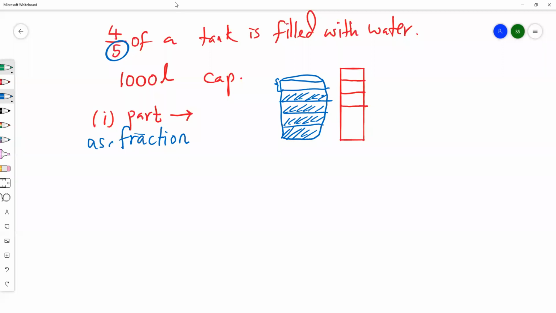As a fraction, what is the remaining part? You have to give it as a fraction. Yes, very good. 1/5. Out of 5, 4 parts are filled. Another 1 portion is balanced.